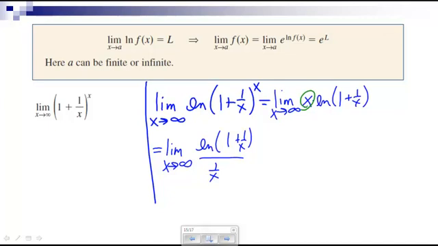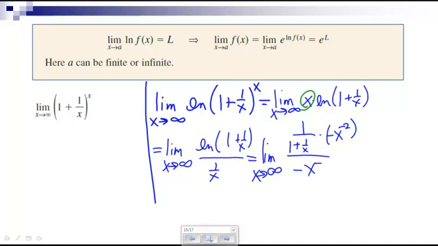I may use L'Hopital's rule in that form, and when I do so, I get the limit as x approaches infinity of, see, the derivative of natural log is 1 over 1 plus 1 over x multiplied by negative x to the negative 2. And then on the bottom, I'm going to get another negative x to the negative 2 as I take the derivative of 1 over x. Behold, the red pen.